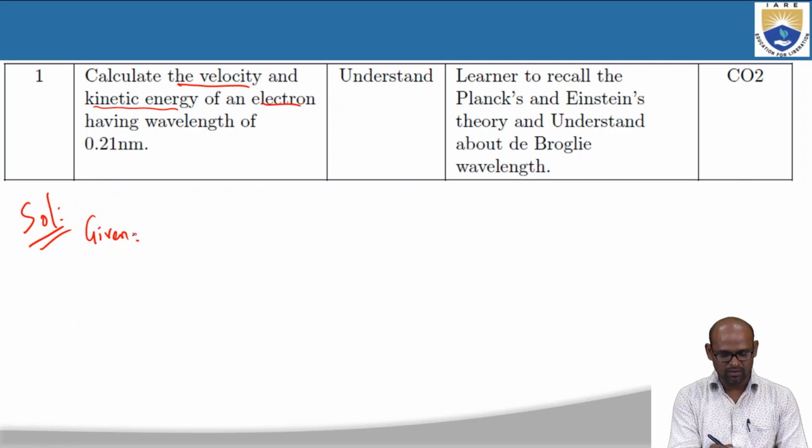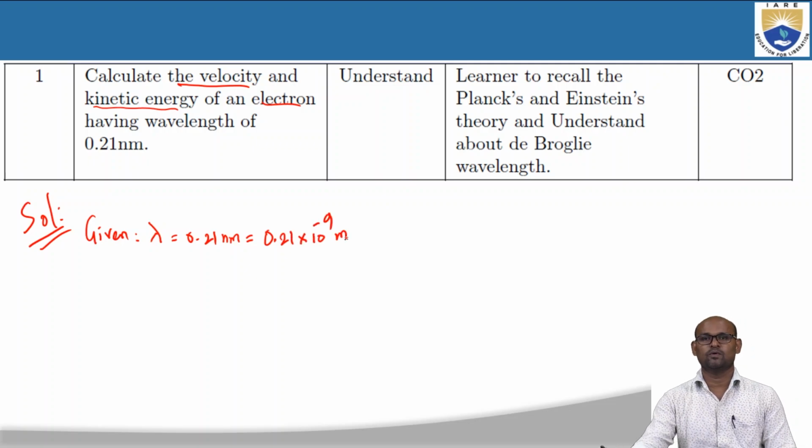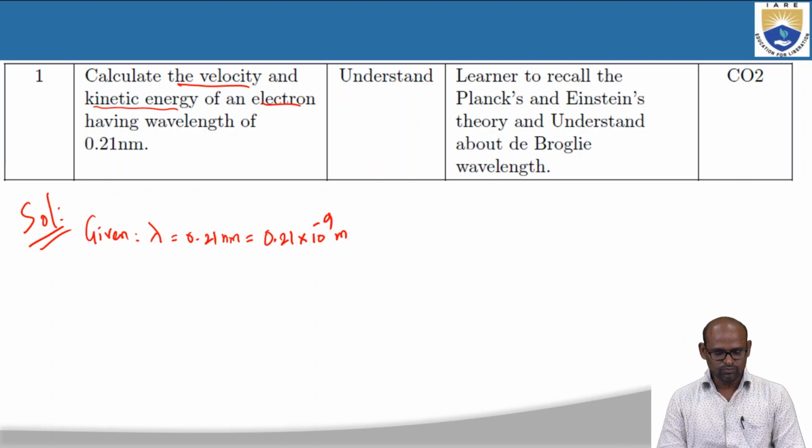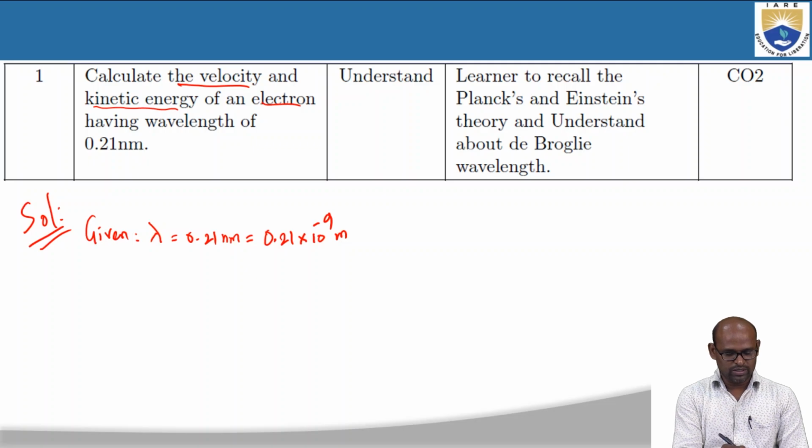Given is the wavelength, lambda, which is 0.21 nanometers. You can write it in meters: 0.21 into 10 power minus 9 meters, since 1 nanometer is 10 power minus 9 meters. Now we need to calculate the velocity. We are going to use the de Broglie wavelength formula.